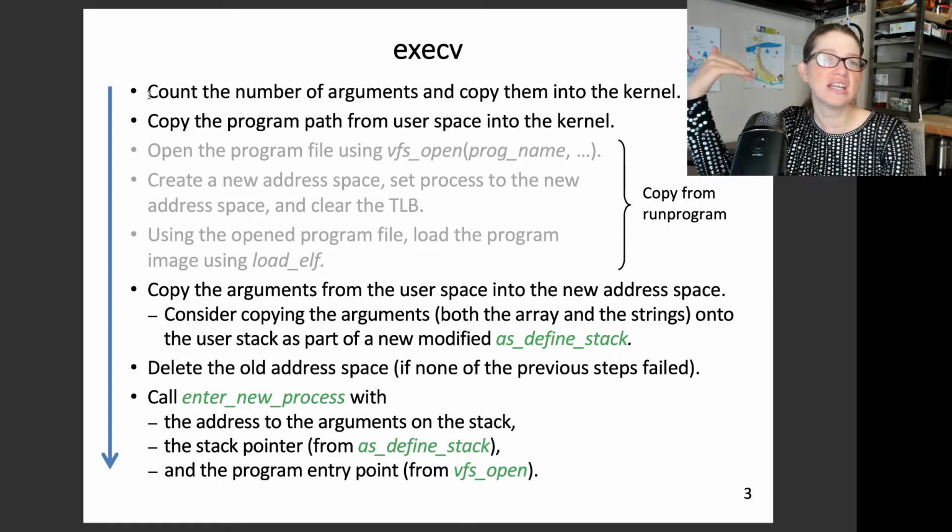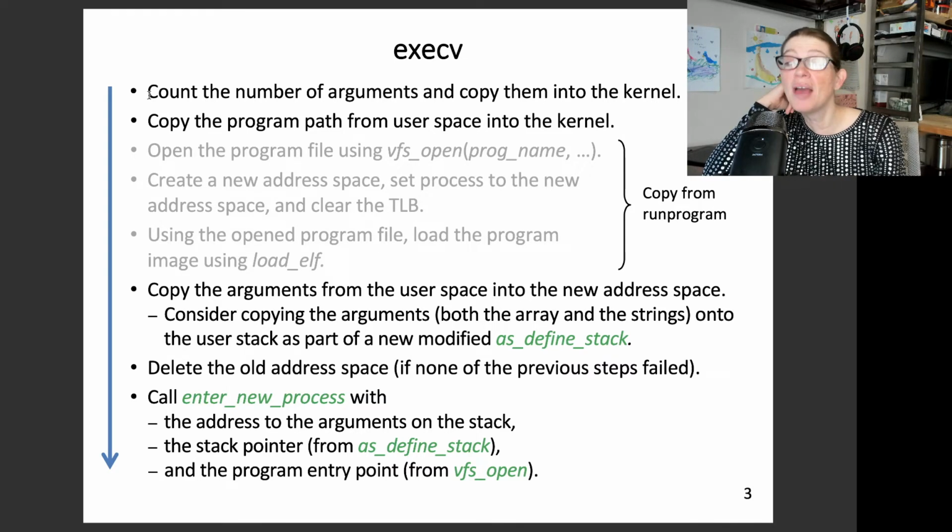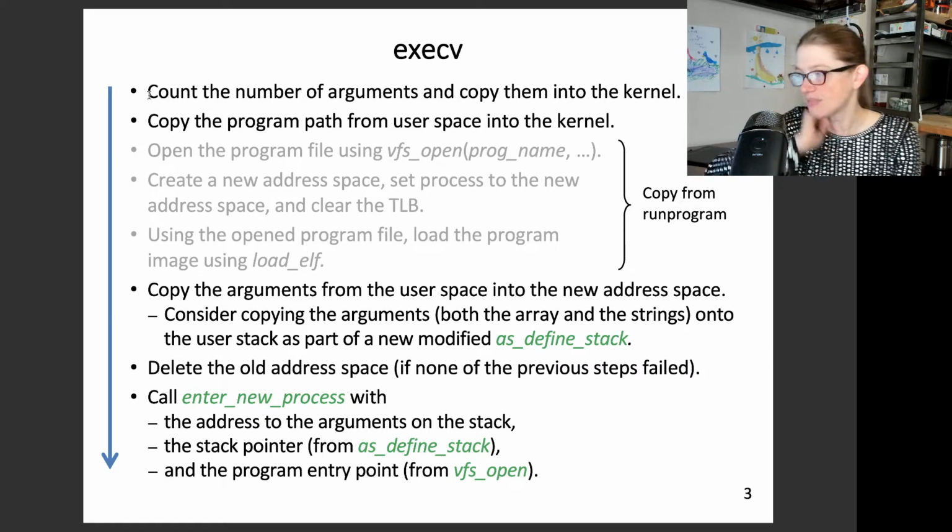Now, why can't you just copy them from the old address space into the new address space? This is going to make more sense as we talk about virtual memory, but the problem is the old address space and the new address space actually use the same addresses. So how do you know that you're copying from one to the other? It's not easy. I'm not saying it can't be done, it's just it's not easy. The other thing is that we're actually going to be destroying the old address space.